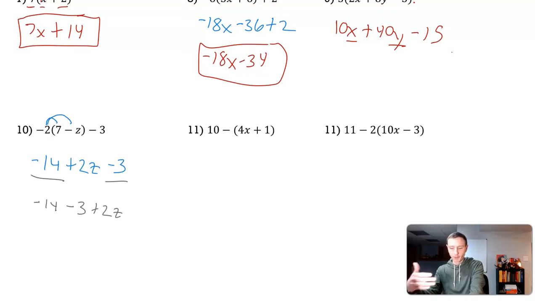And you get to a point where you don't have to rewrite, like I'm going to combine these like terms, so I'm going to rewrite this. You get to a point where you're going to have to do that, but just so you understand the concept of how this commutative property works together with the distributive property and how this all works together. So we're going to do negative 14 minus 3 is negative 17 plus 2z.